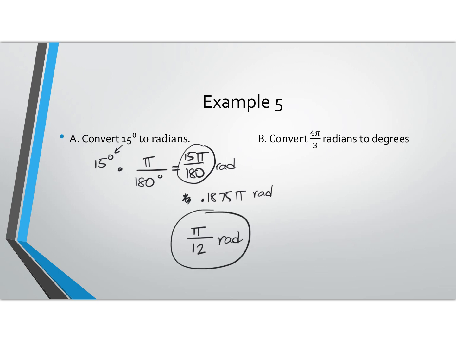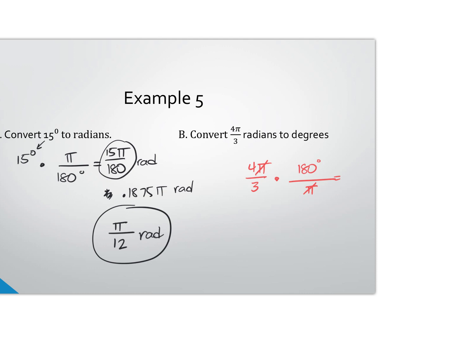And then the last one here, we have to convert these radians to degrees. So again, I know I'm going to use 180 and pi. What I want to get rid of goes at the bottom. The degrees go at the top. And so I can cancel out, and I can even simplify before I multiply just to make it a little easier. 3 and 180 have 3 in common, right? So I'm going to be left with 4 times 60, or 240 degrees. So 4 pi over 3 radians is 240 degrees.